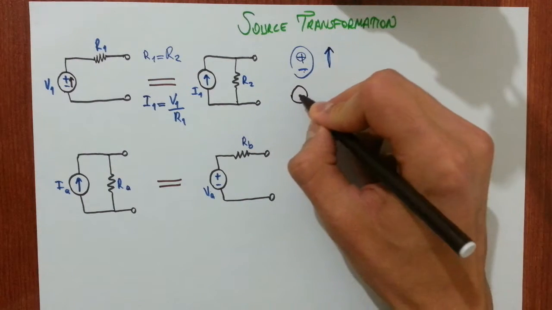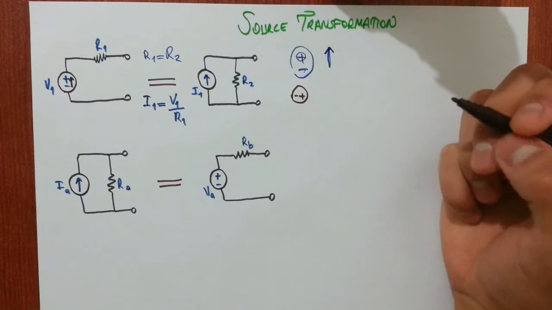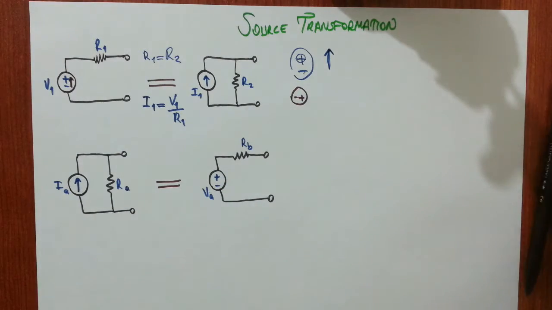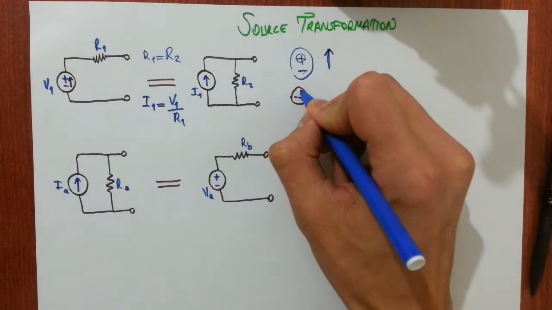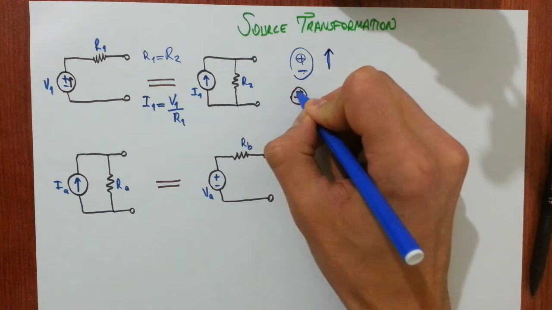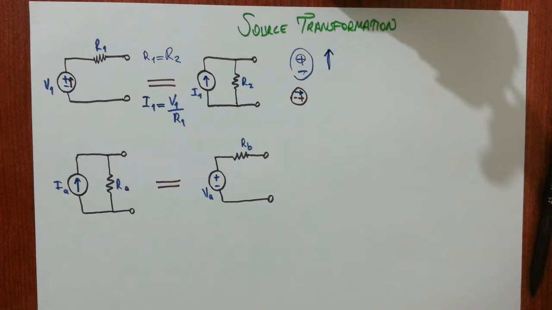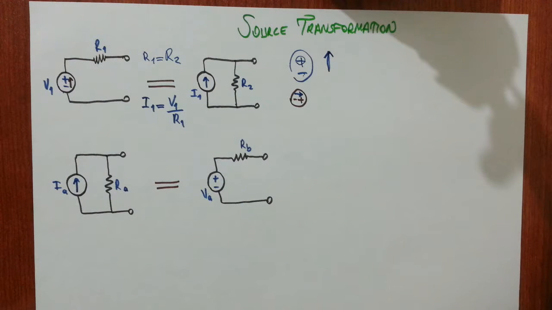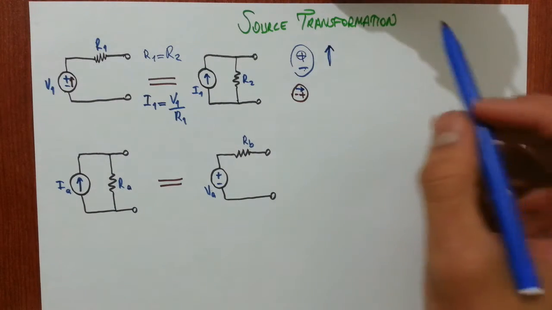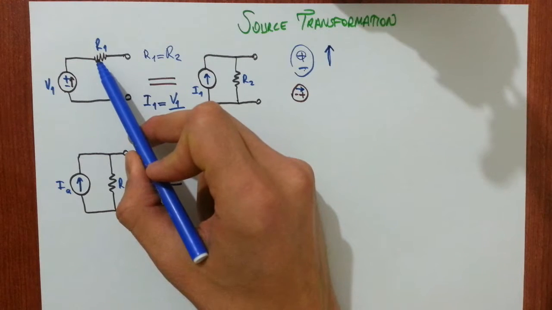Let's say that this is your voltage source and you want to transform it into a current source. Then your direction is to the right. Positive is the tip, negative is the tail. Okay? So easy.